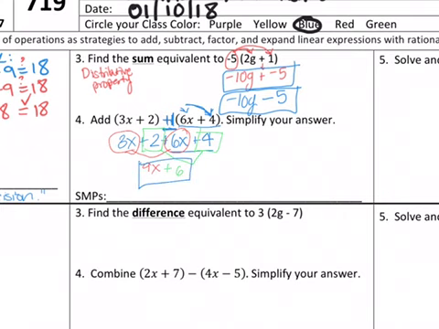Now the SMP that I'm doing here is I'm making use of structure. I am looking for patterns. I'm attending to precision. I'm persevering through problem solving. You can number it and put the quote right there at the bottom.